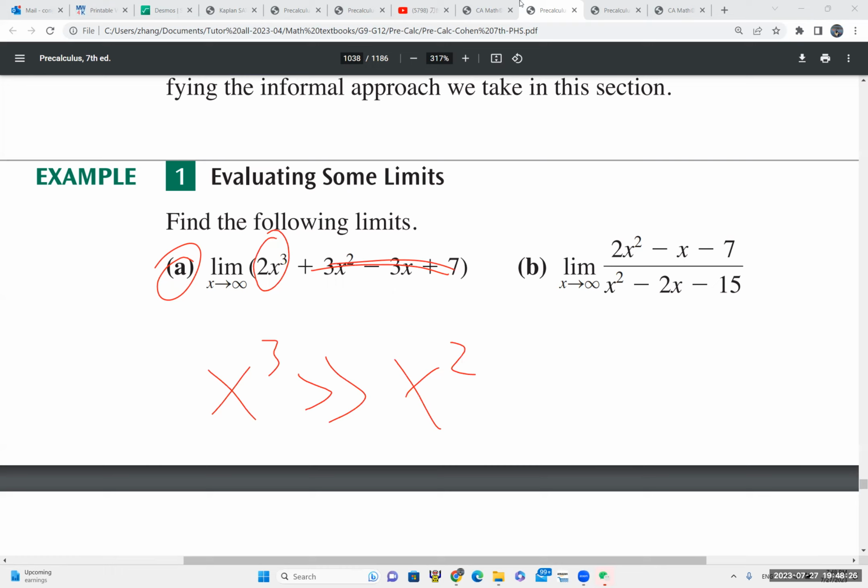Okay, then how about part B? What is its limit when x goes to infinity? How to judge this? Wait, let me see.